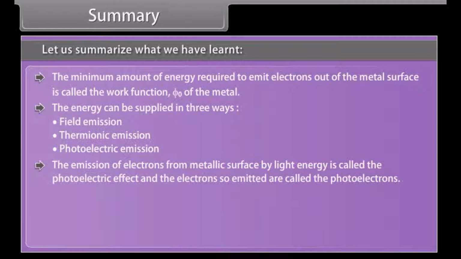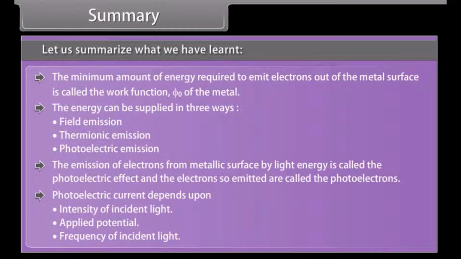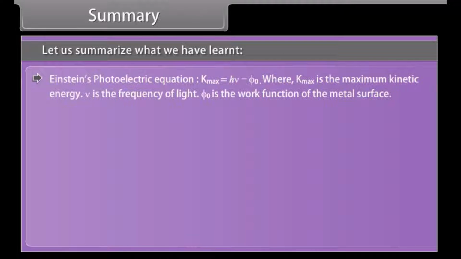The emission of electrons from a metallic surface by light energy is called the photoelectric effect, and the electrons so emitted are called photoelectrons. Photoelectric current depends upon the intensity of incident light, applied potential, and frequency of incident light. Einstein's photoelectric equation: Kmax equals h nu minus phi 0, where Kmax is the maximum kinetic energy, nu is the frequency of light, and phi 0 is the work function of the metal surface.